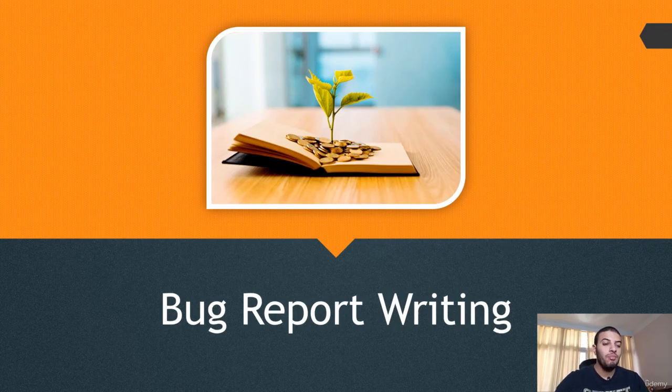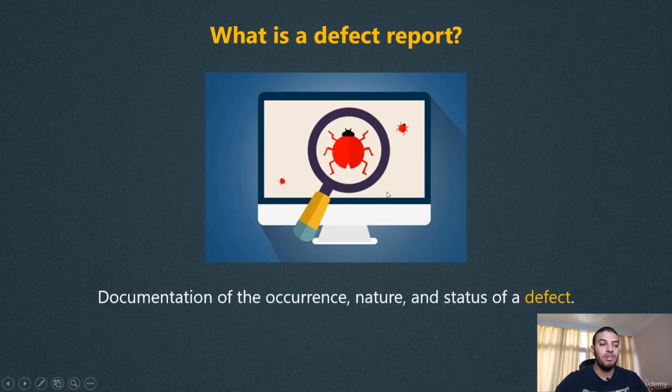So let's begin by defining the bug report. So the bug report or the defect report, it is the same. It is a document of the occurrence, nature, and status of a defect. So we begin to write or document the defect. So let's begin by explaining what is a defect.